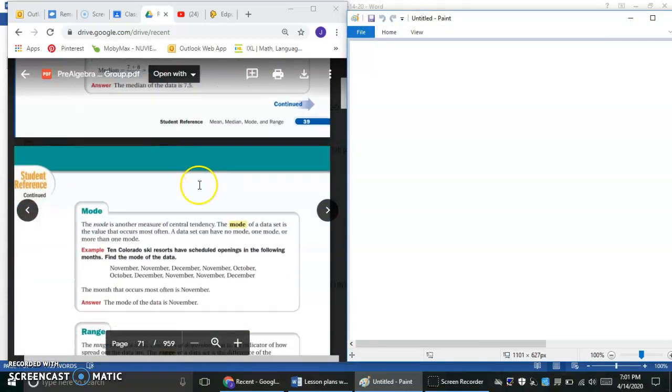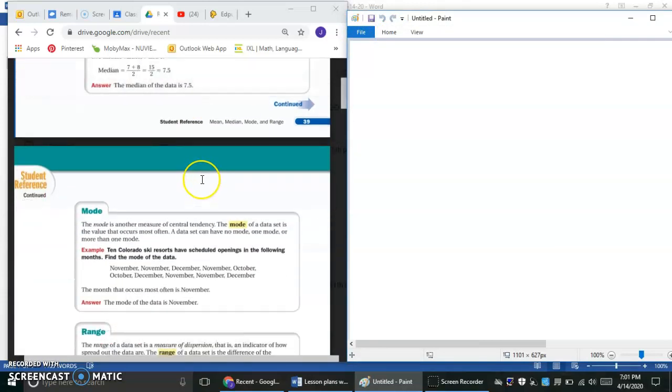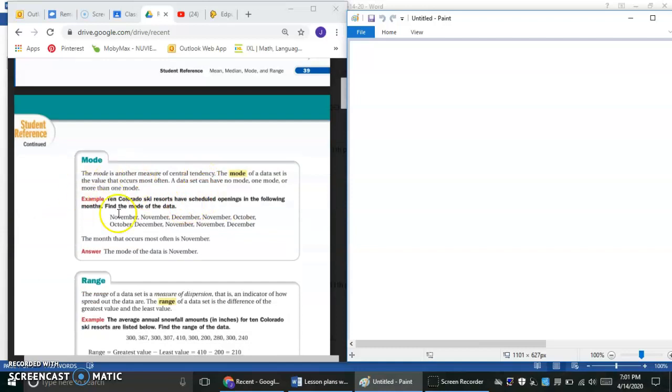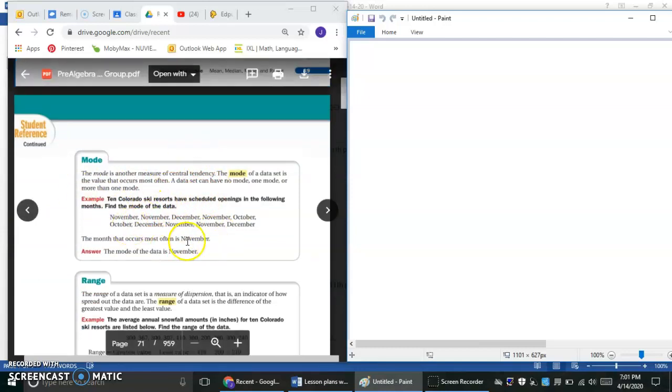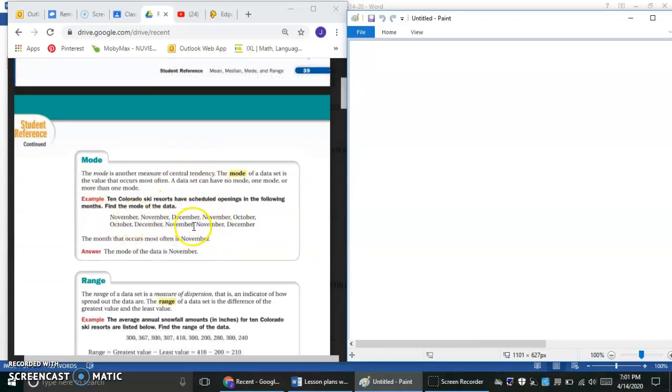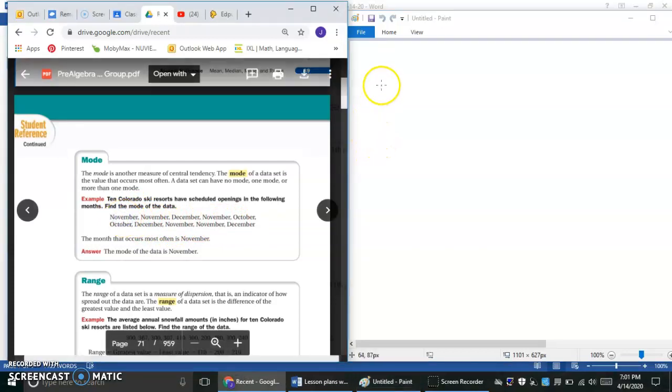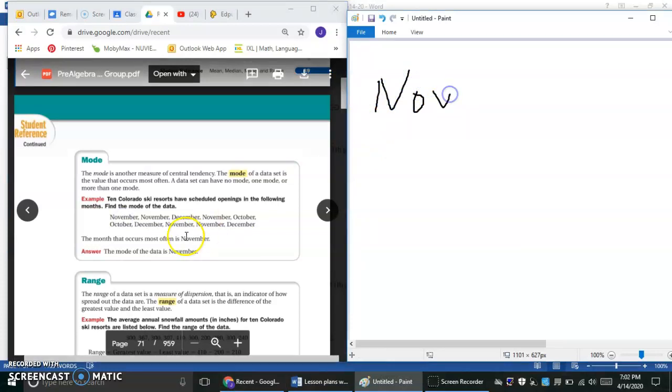Okay, so the next one is mode. So mode just tells me how often each one comes up. They don't use numbers in this one. They use days of the months, but you can have numbers as well. So for this one, it's just telling you which one comes up and shows up the most often. So November. How many times do you see November?